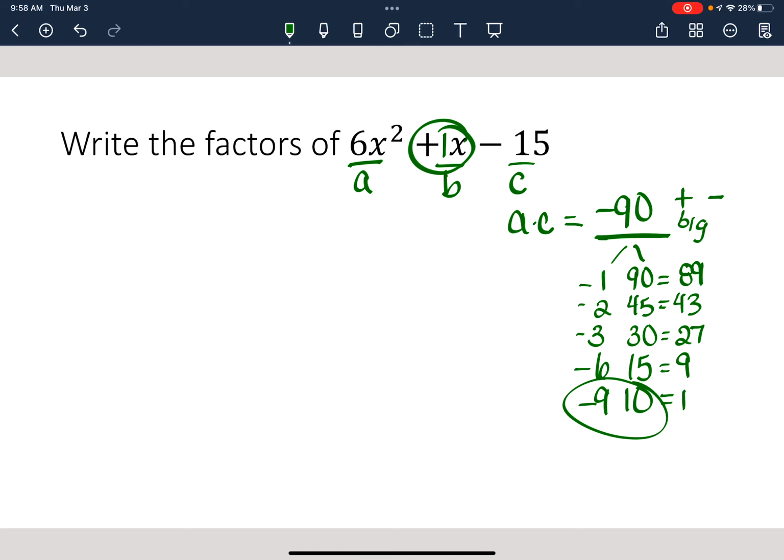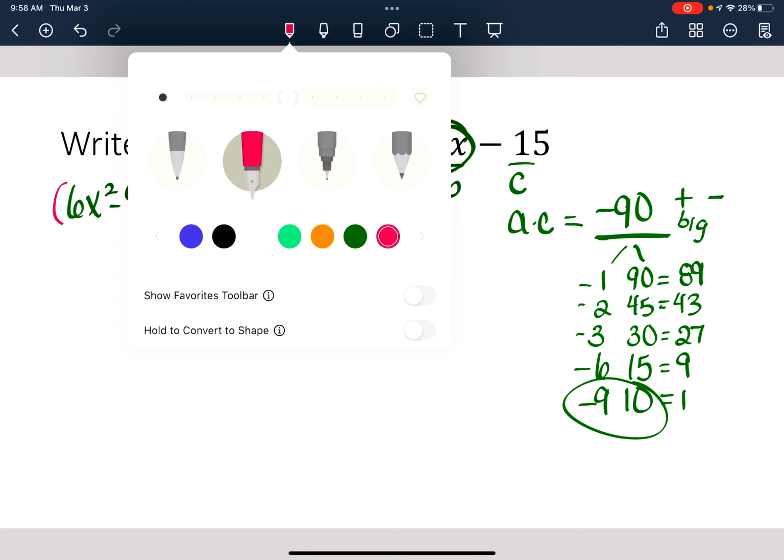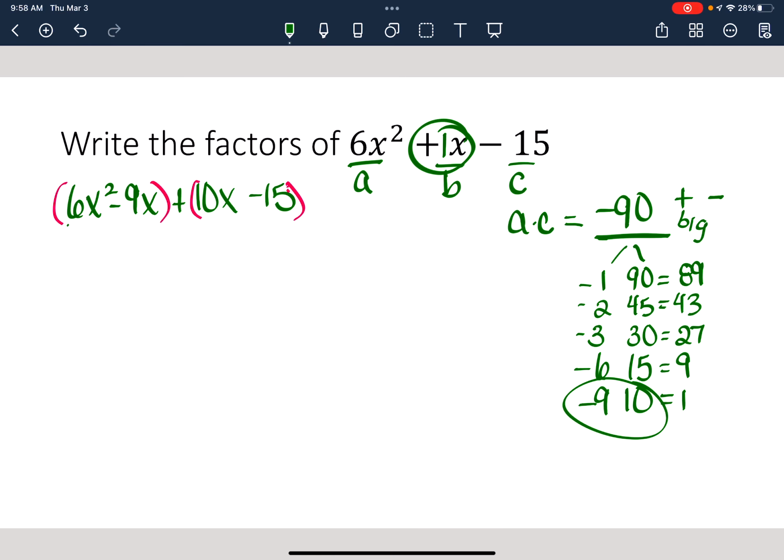So when I write this out, I have 6x squared minus 9x plus 10x minus 15. I'm going to put my factors into two groups. So I get these two and these two. So now let's look at 6x squared and 9x. The GCF there is 3x. So I'm going to divide out a 3x from both terms.